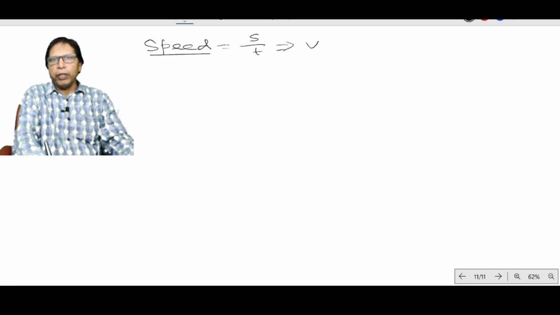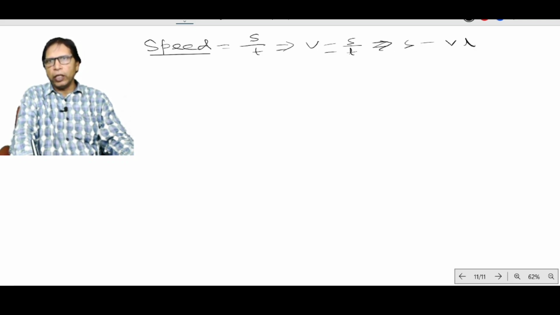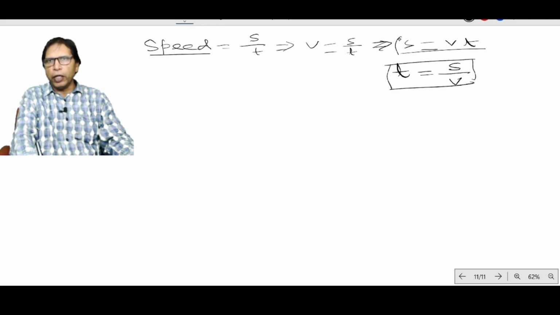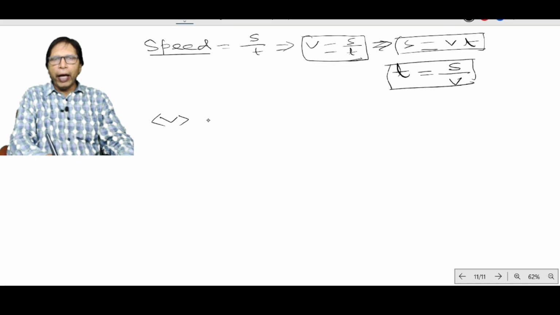So here v equals s by t. Therefore, distance traveled s equals v into t, no problem. And time taken to travel the s distance with speed v, this is t equals s by v. These three relations are very important to solve numericals related to speed. Okay. Now average speed. Average speed is the total distance traveled by total time taken.